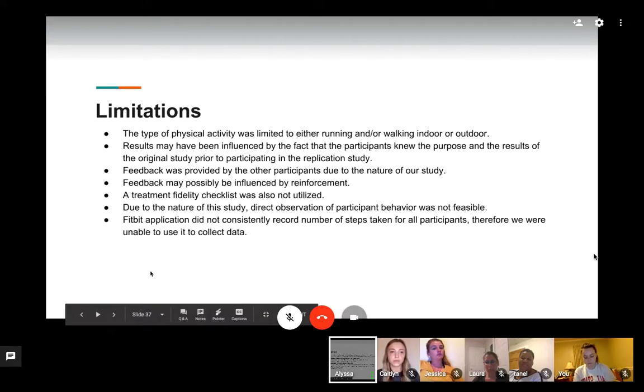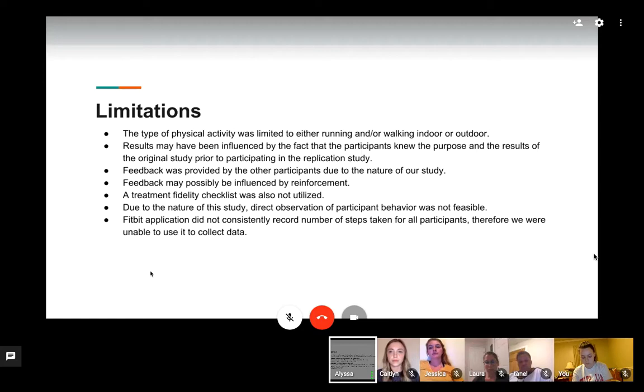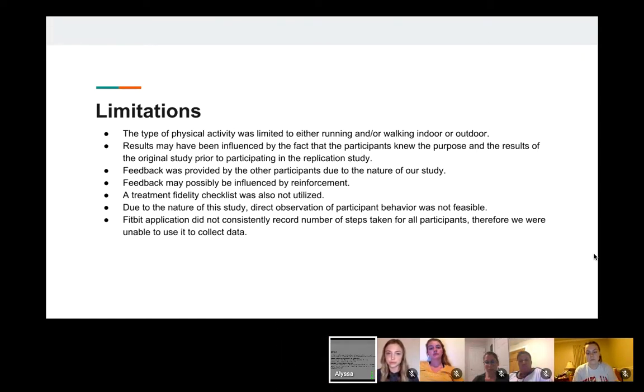Another limitation is that we limited our physical activity to just running and walking, either indoor or outdoor, because there are so many various types of physical activity, and we felt that it would be best to limit it so we could have our data be more reliable. Because we don't have playground equipment and things like that to replicate that type of physical activity.